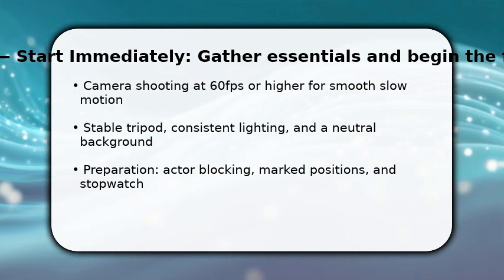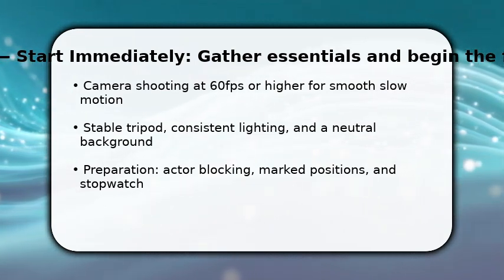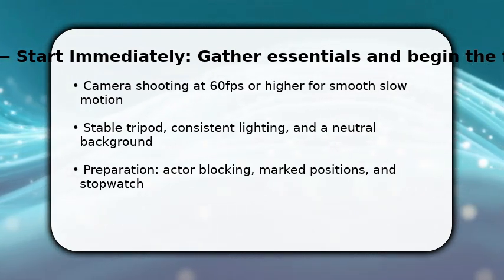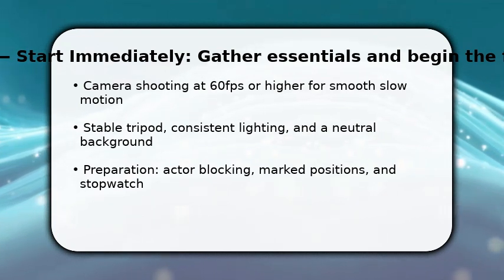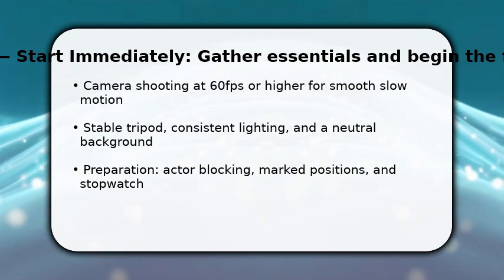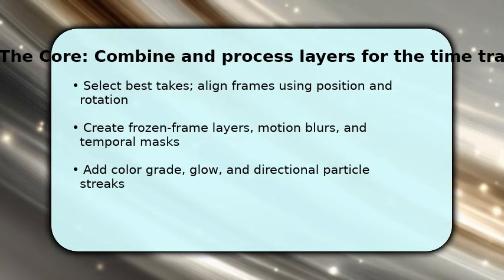Tell the actor to perform the action slowly and repeat it 3 to 5 times for coverage. Use a stopwatch to keep takes identical. Once you have matching takes, back up the footage immediately to prevent data loss and move on to the core compositing steps. You now assemble the effect.